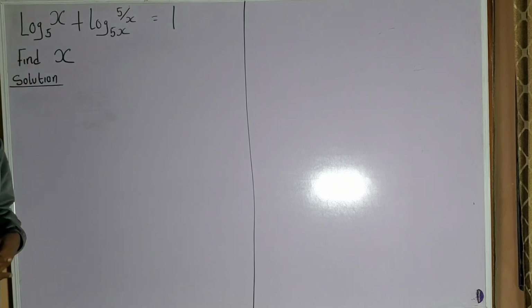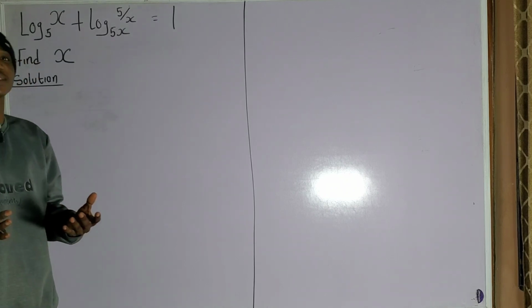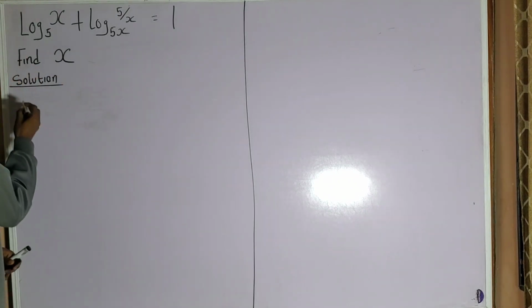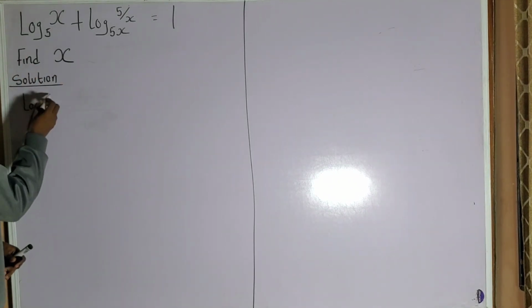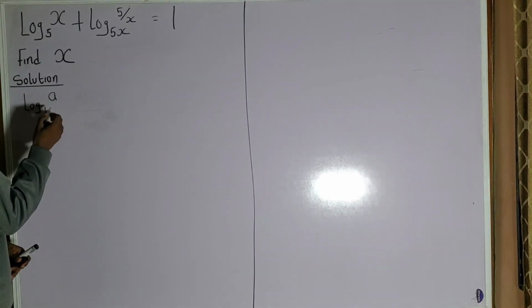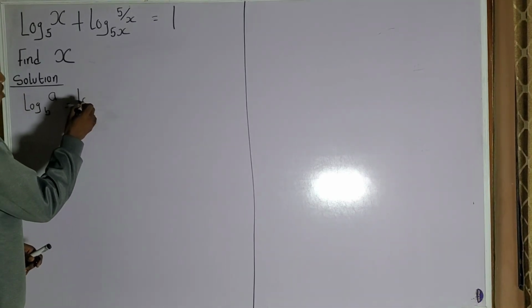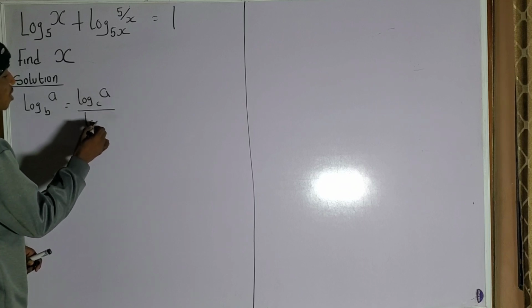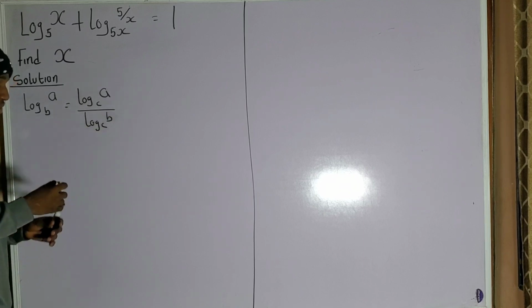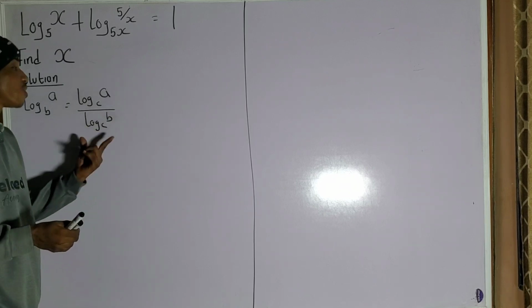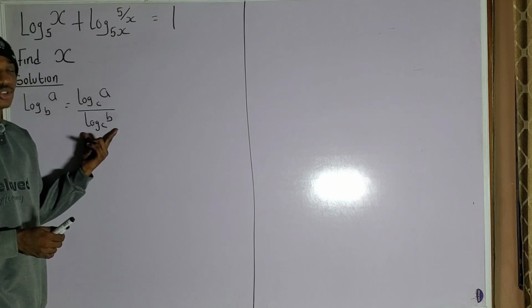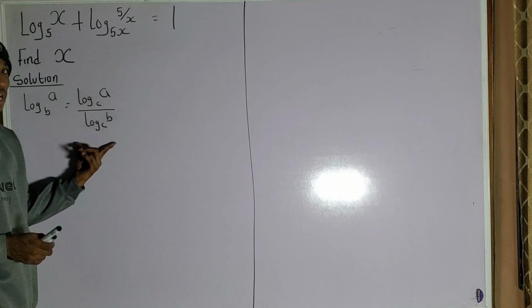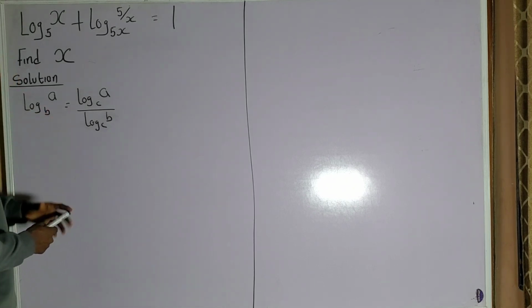The first thing I would like to do is to remind you of this identity of logarithm, the change of base formula. If you have log a base b, this can be written as log a base c all over log b base c. Here, the base of this logarithm has been changed. Do you understand? So, this formula that you see here is called the change of base formula. Are you getting it? So, now listen to me carefully.